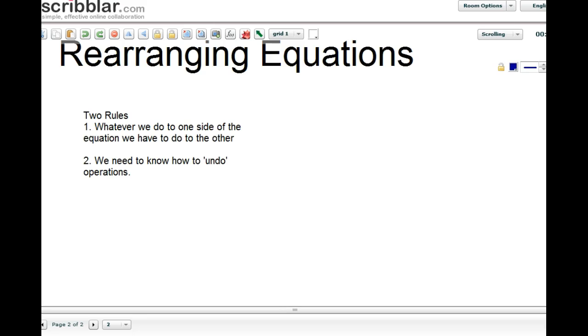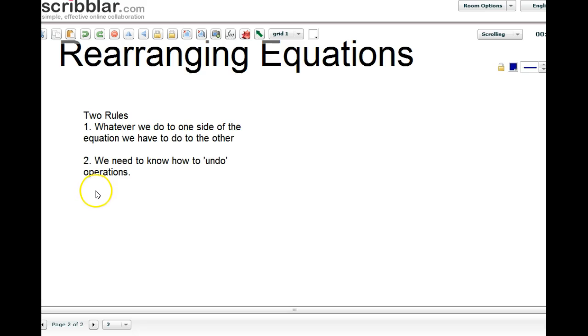The second thing we need to know is how to undo operations. Now in maths you probably know this as the inverse operation, or they might talk about taking reciprocals, but we're just going to simply refer to it as undoing operations.